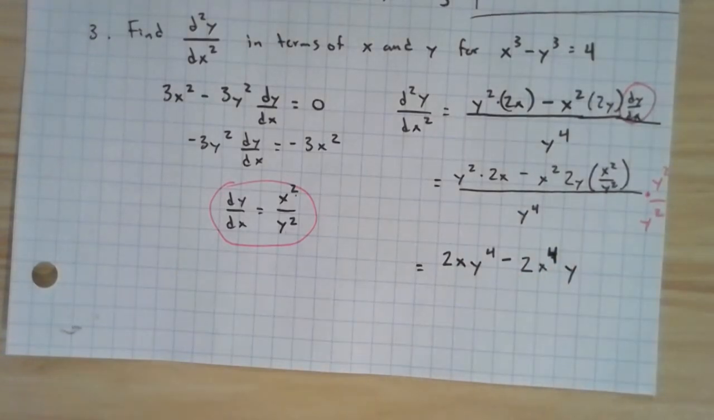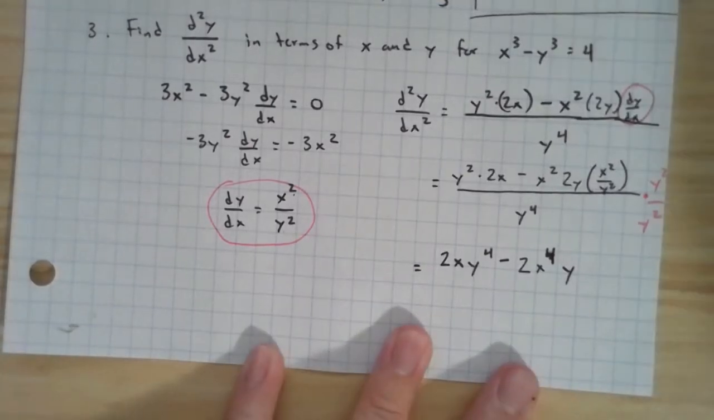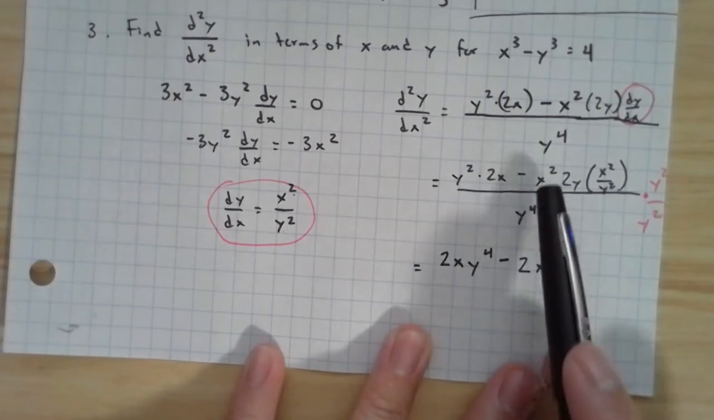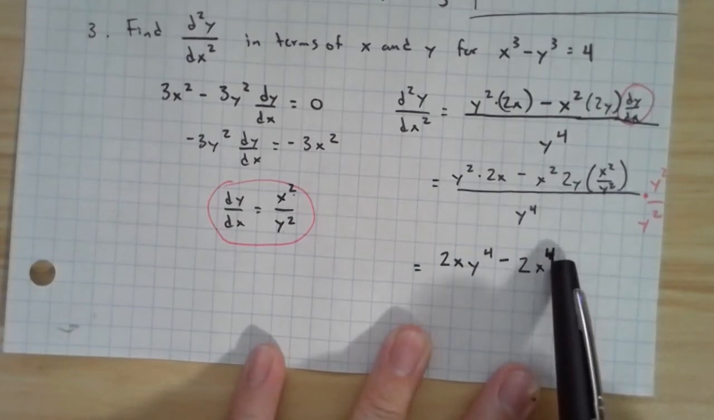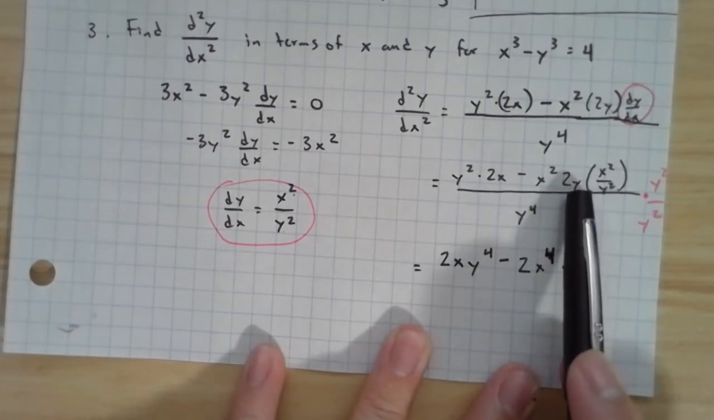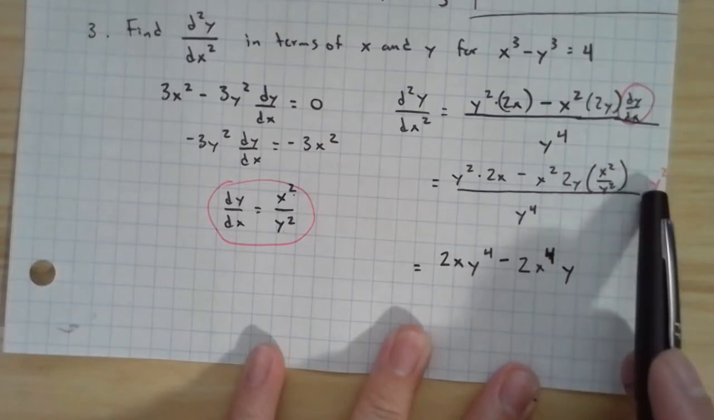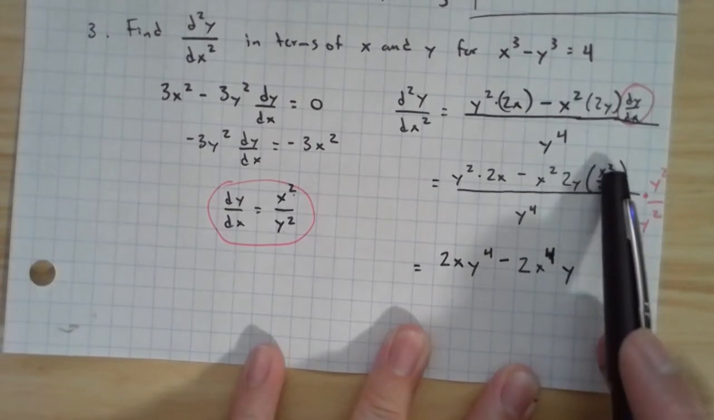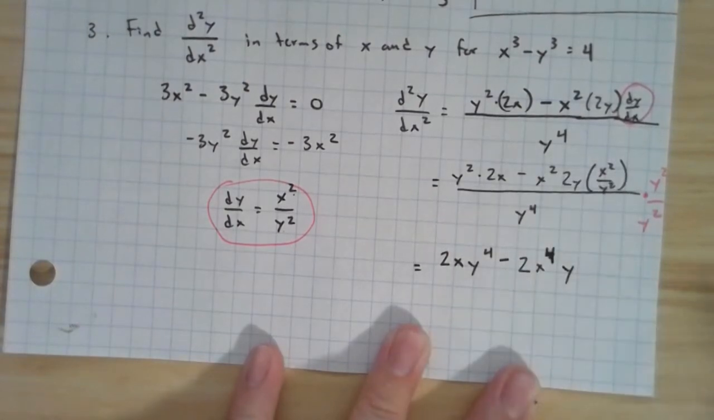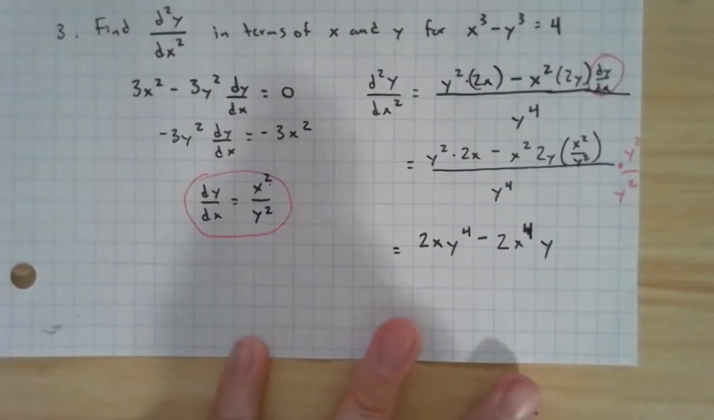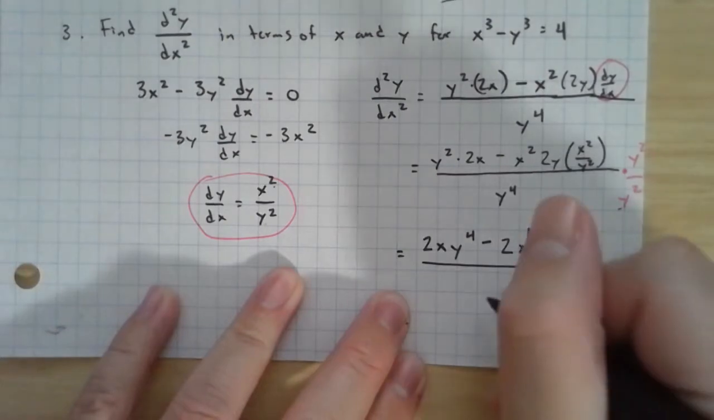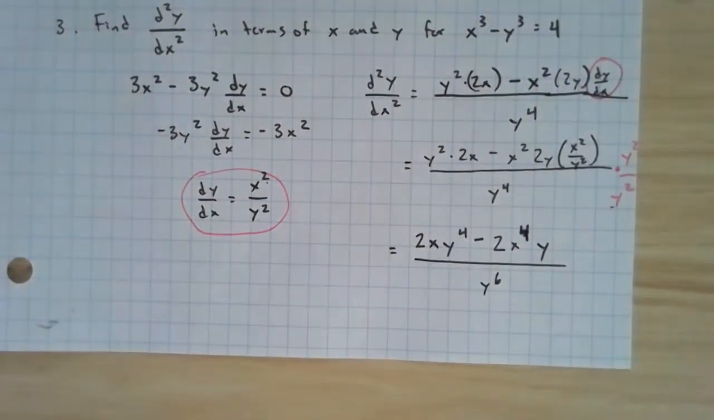So I'm going to explain again what happened. I moved the 2 first, and then I still have that x squared. Now, the y squared and a y squared, the y squareds canceled, so I still have this y, but then I still have this x squared. So x squared times x squared became x to the fourth, all over the denominator, y to the fourth times y squared, y to the sixth.